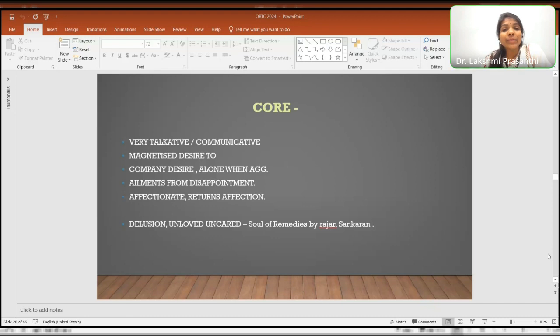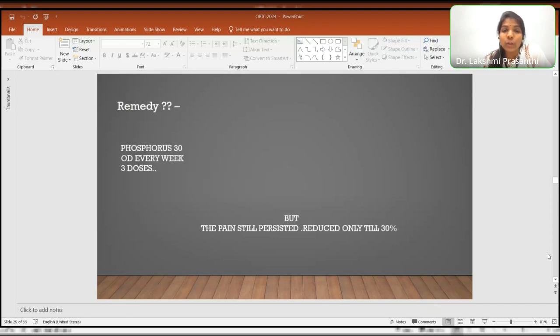So the medicine which was prescribed was phosphorus 30 because it belongs to the row 3, all about nourishment, care, love, and she's not getting what she wanted. She was craving for it, but she didn't get. And about all the communicative part and the magnetized part. But what basically happened is that after prescribing phosphorus 30, the pain still persisted.